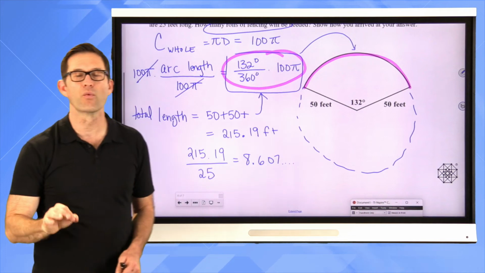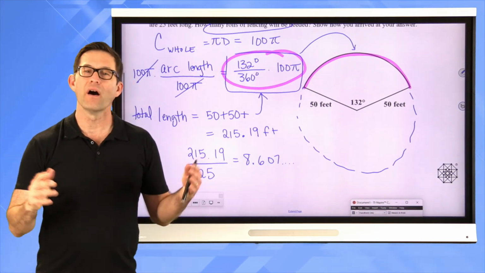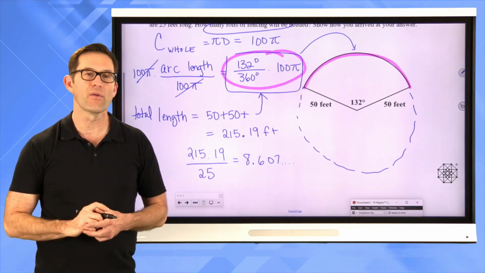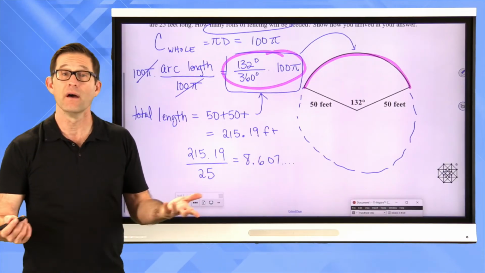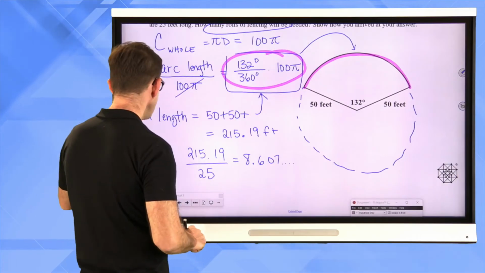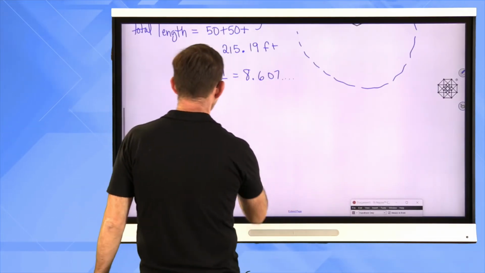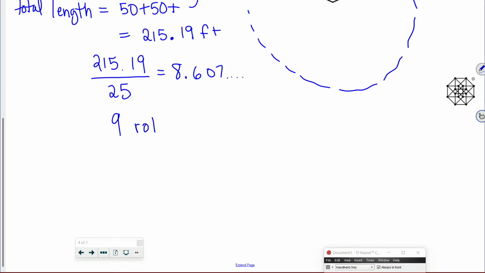That represents how many rolls of fencing I need. But the assumption is, of course, I can't go to the Home Depot and ask for 8.607 rolls of fencing. I'm going to need 9 rolls of fencing. Even if that was barely over 8, the answer would still be 9 rolls of fencing.